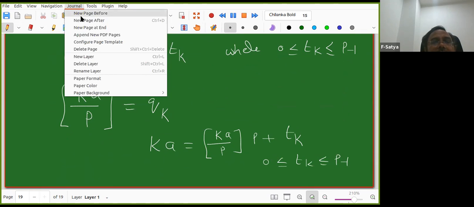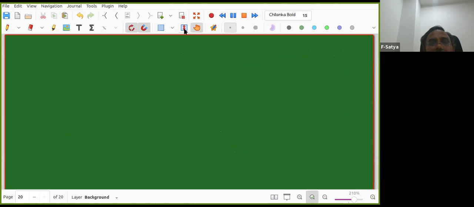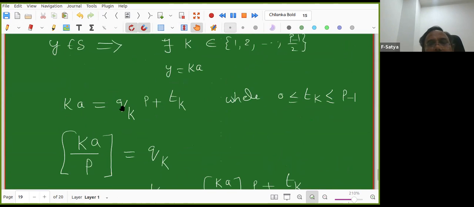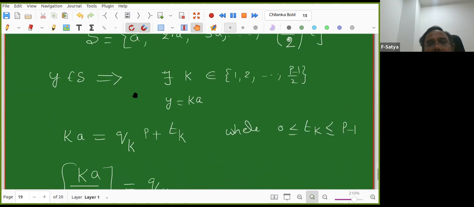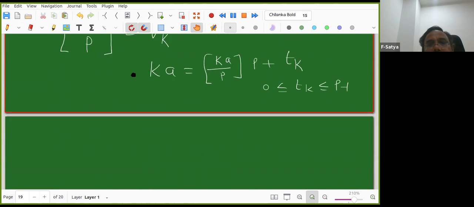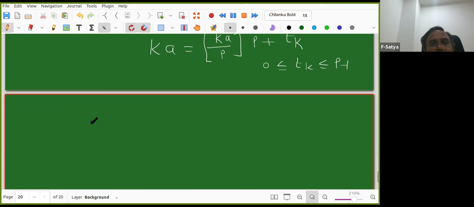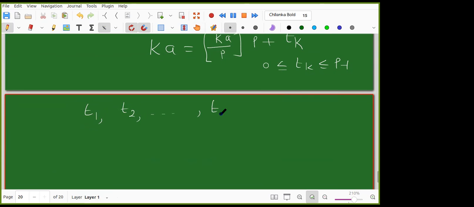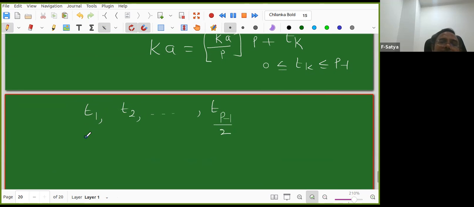So for the next class I'm telling a few things, and I'll repeat them at that time, but when you listen two times, it becomes easy for you. Okay, now I will stop in a while. I'll tell only one point here. Now, what are these T_k's? How many numbers are there? T_1, T_2 up to how many? (P minus 1) by 2. Very good.